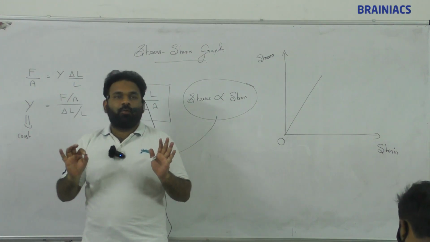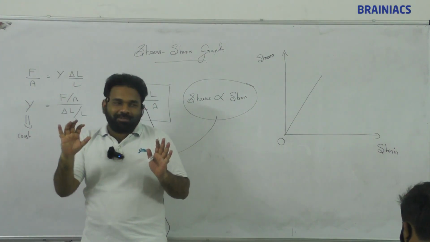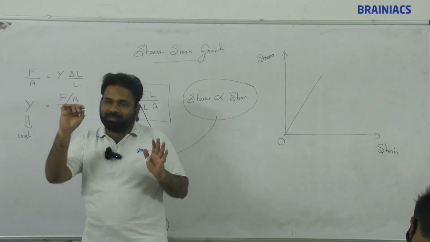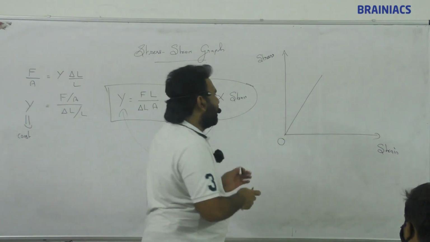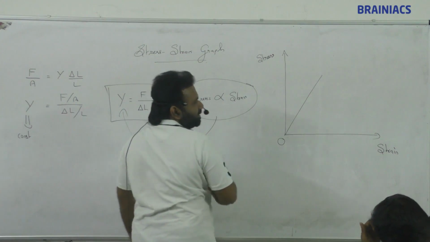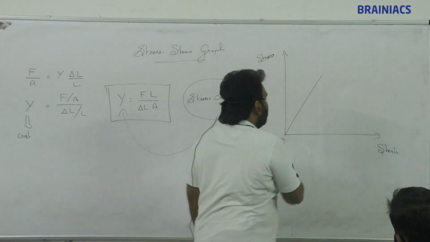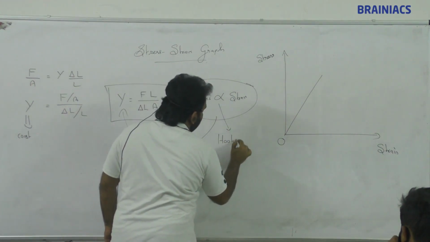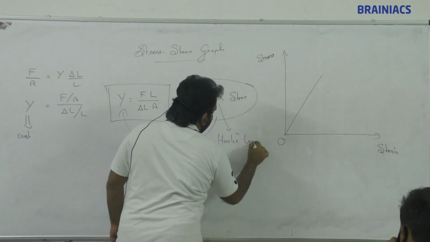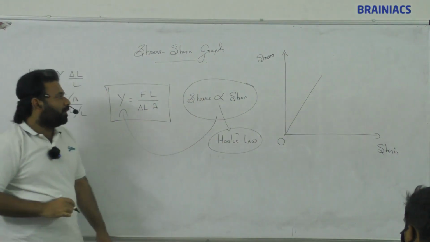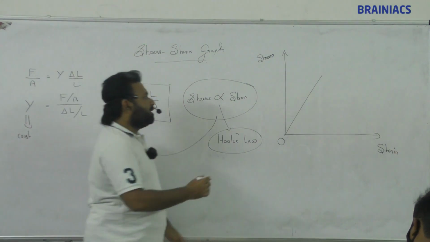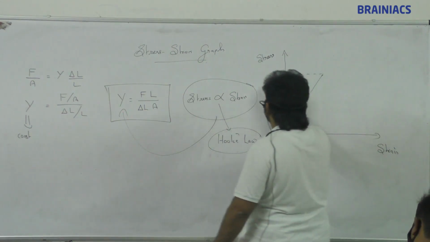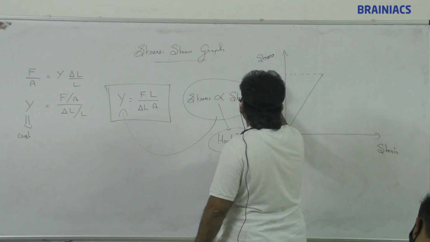Okay, Hooke's law. When you increase the force, the dimension will increase. Again, if we increase the force, the dimension will increase. So Young's modulus and all these things will come here. Stress is proportional to strain. This is called what? Hooke's law. Till this point, stress is proportional to strain. We call this the proportionality limit.